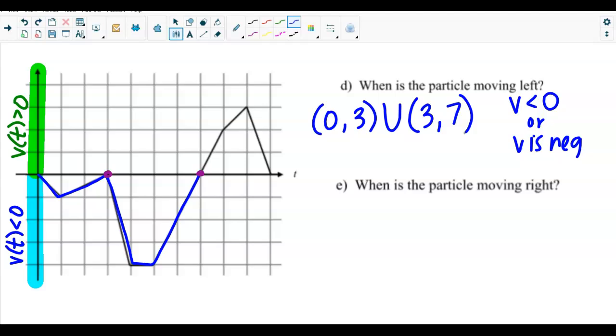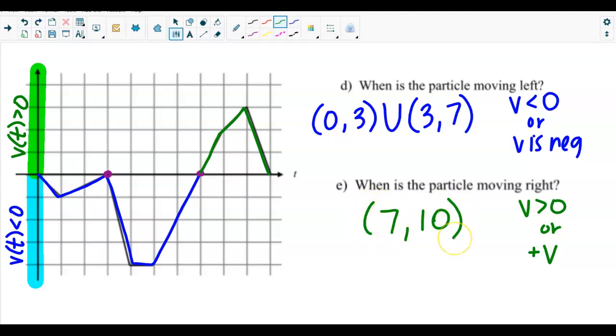Now we move right when velocity is greater than 0 or velocity is positive. Well, that happens when these y values are positive, so above the x-axis. And so we can say from time of 7 to time of 10, all of those velocities are positive, meaning they're going right.